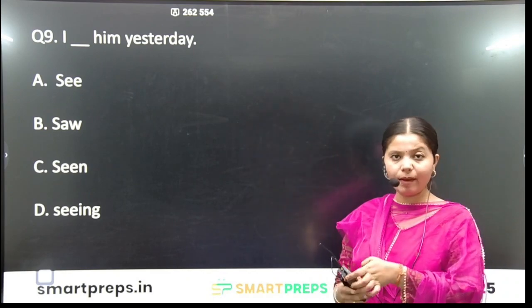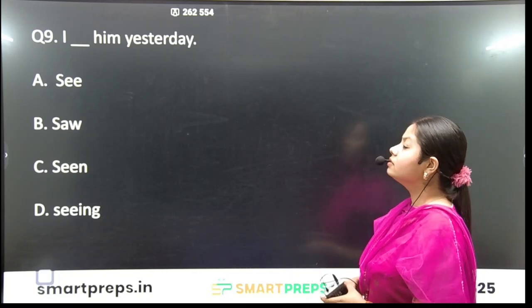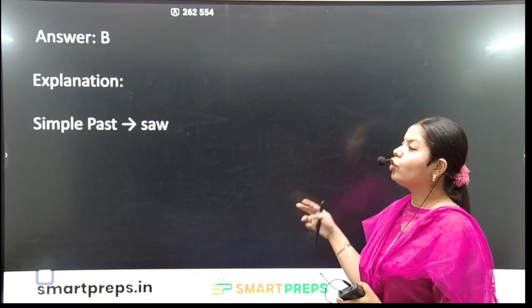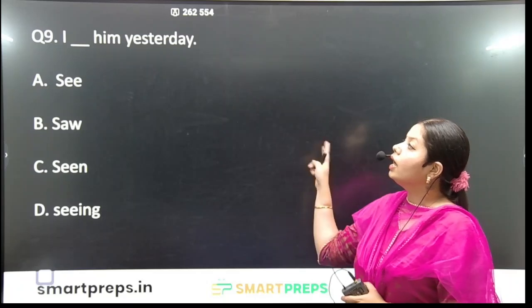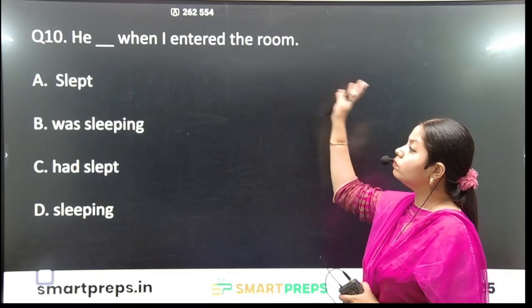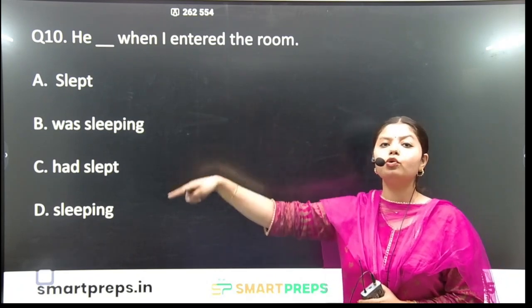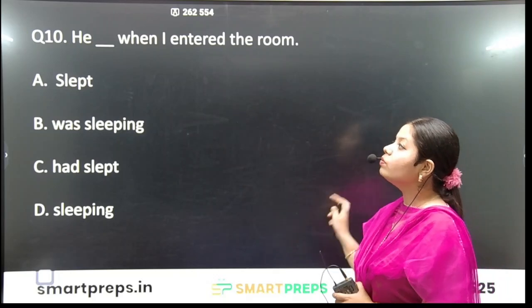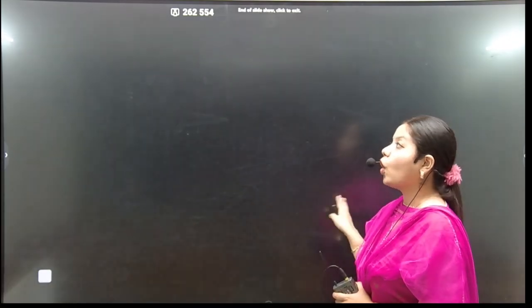Okay. I saw him yesterday. This is a simple past. Yes or no? Simple past tense. We have got this sentence in our various examples. Next is he was sleeping when I entered the room. It means the moment I entered the room, he was doing what? He was sleeping. So action in progress, past continuous.